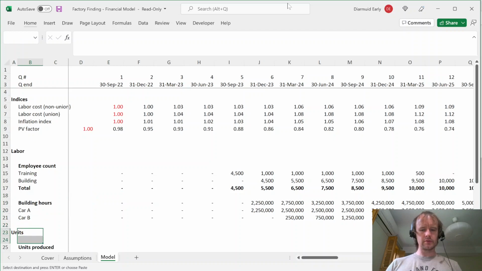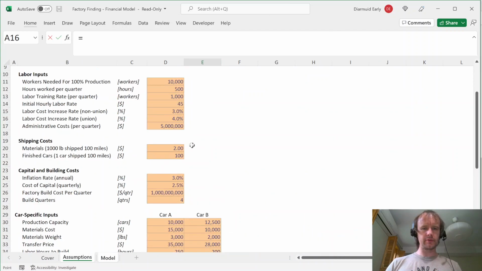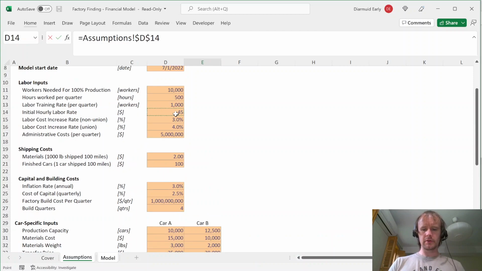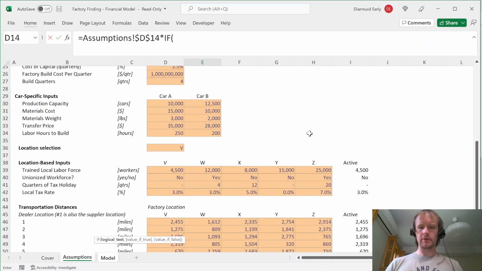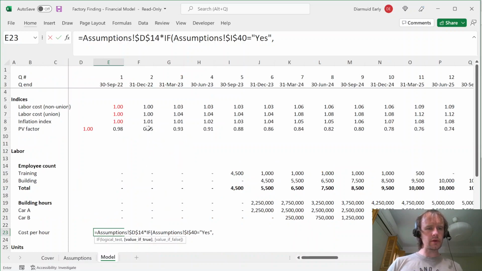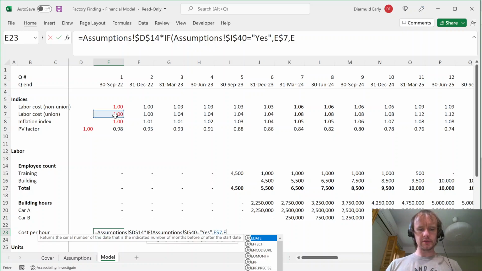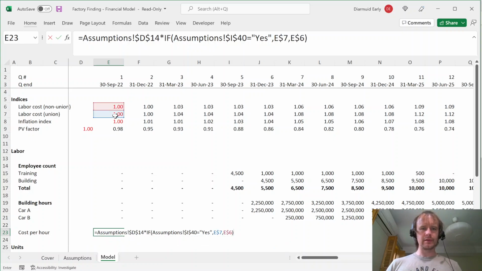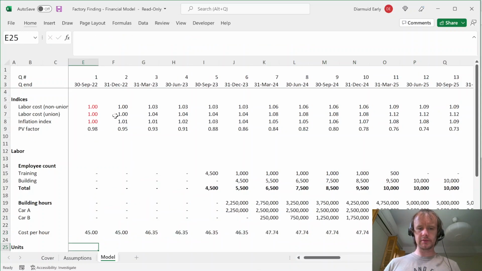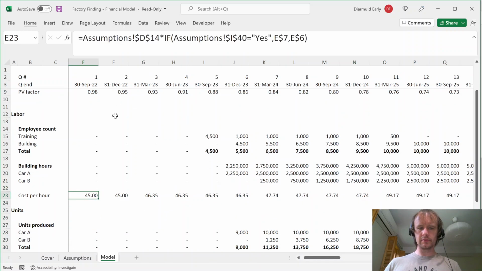Let's just put in here cost per hour, and that is going to be the initial $45 per hour times, if the currently active factory is union, then I want my union cost row, which is $7, otherwise $6. That's the cost per hour. Yes, I'll put that out to 2 decimal places. Let's just see if we look across.